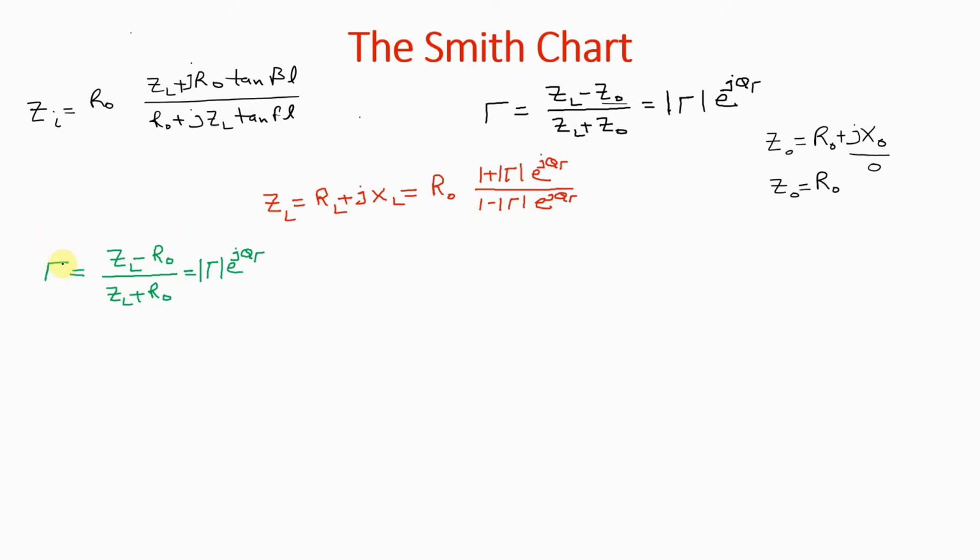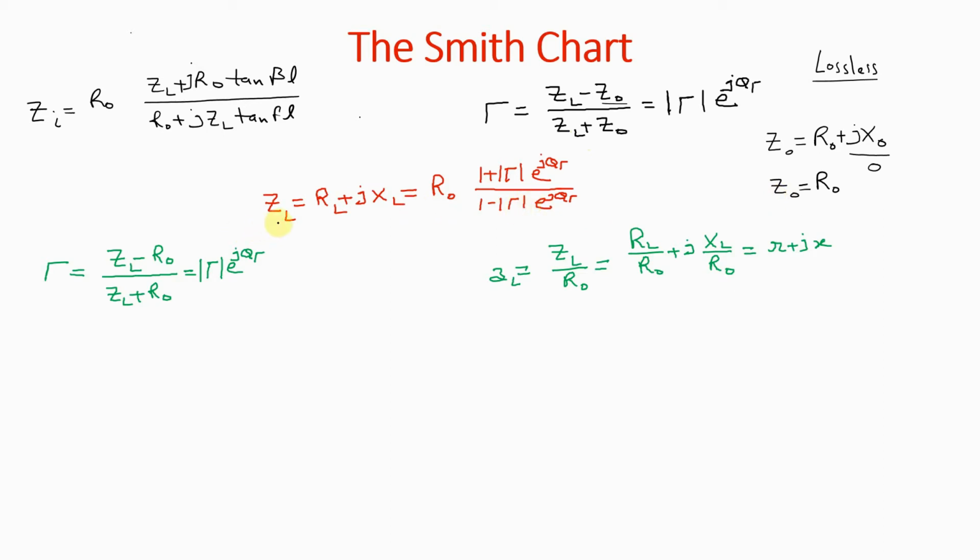Therefore, we can say that this reflection coefficient gamma is for a lossless transmission line. You can see my previous video where I have discussed the lossless and low loss transmission line. Now here we have ZL minus R naught over ZL plus R naught. Okay. So in the Smith chart, all the impedances are normalized with respect to this characteristic resistance or characteristic impedance.